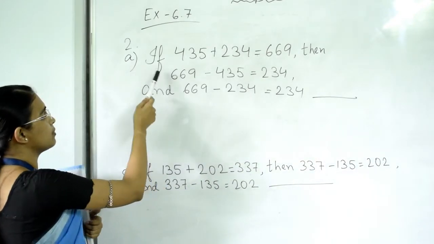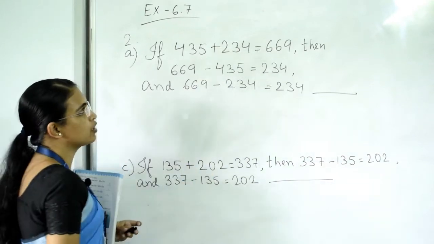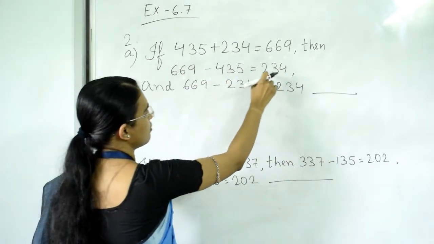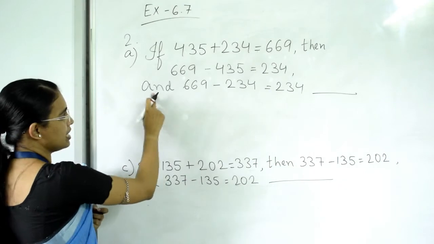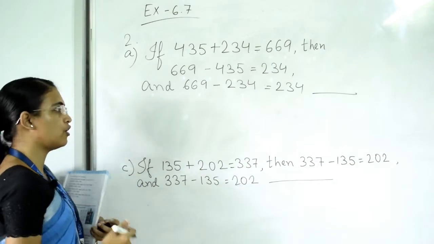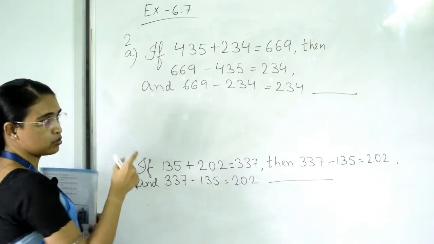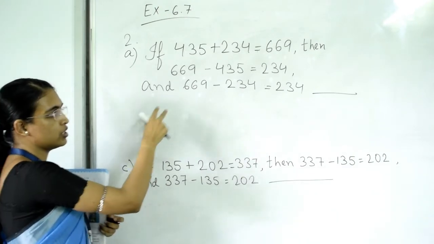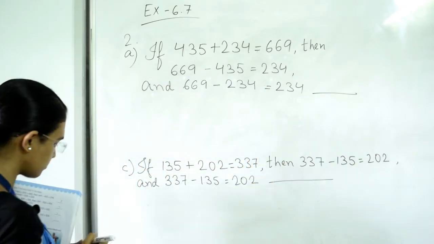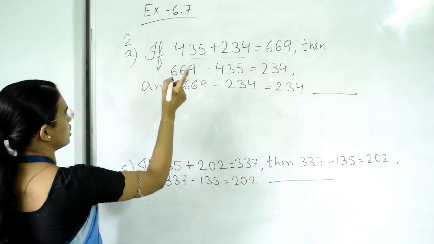So first question is question number A. If 435 plus 234 equals 669, then 669 minus 435 equals 234, and 669 minus 234 equals 234. Is it true or false? We have to find out this. So in the previous way I have told you how to do this type of sums. First we will do the addition, then we will do the subtraction, again we will do the subtraction, okay, by using different numbers. So our first number is 435 plus 234, both are 3-digit numbers.